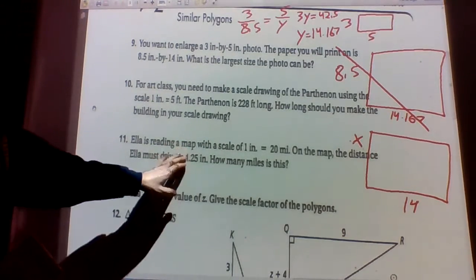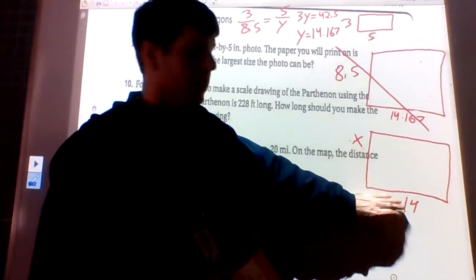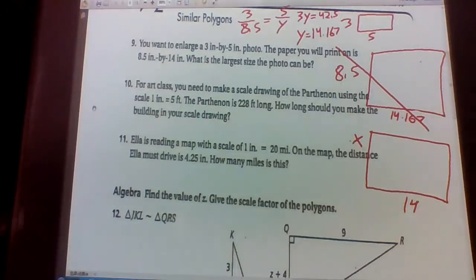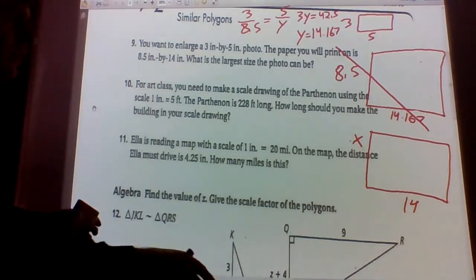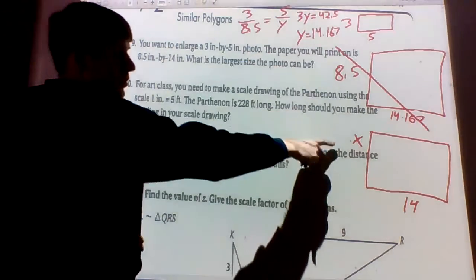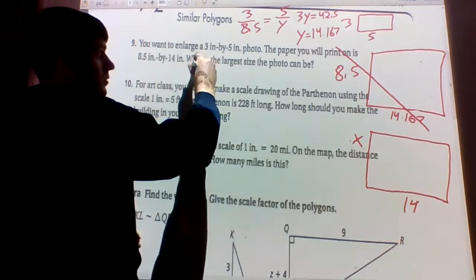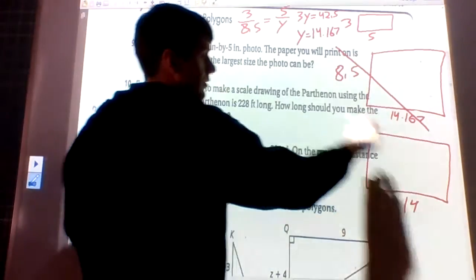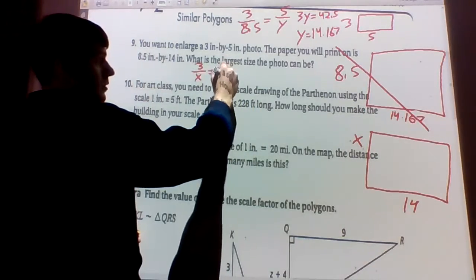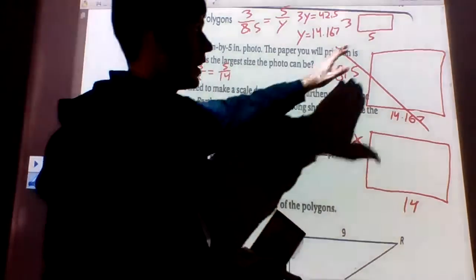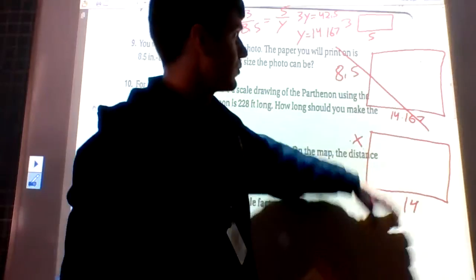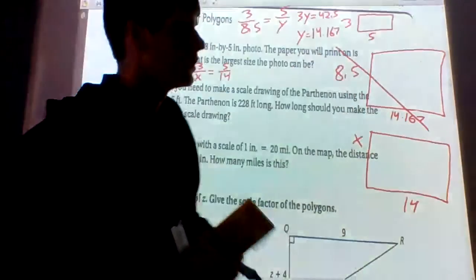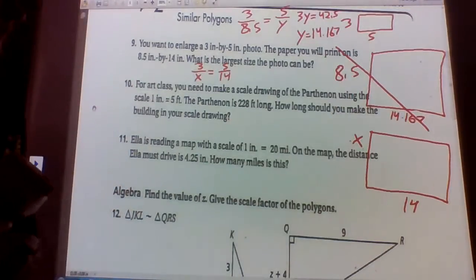So let's see, we want to maximize the width of 14, and let's see what we get for x. Okay, so for there, our ratio would be 3 over x equals 5 over 14. Okay, and again, you could have done 3 over 5 and x over 14, 5 over 14 and 3 over x, 14 over x and 5 over 3. All of those would have worked.